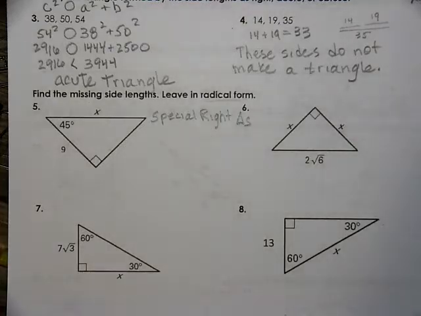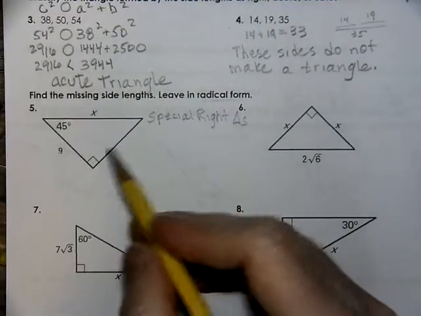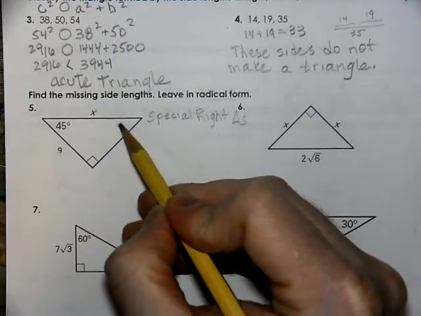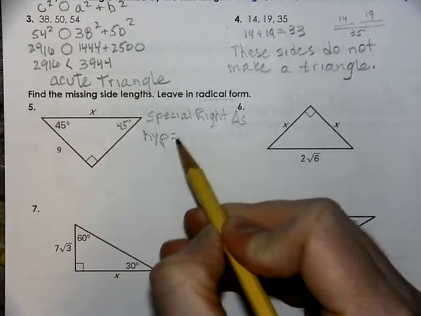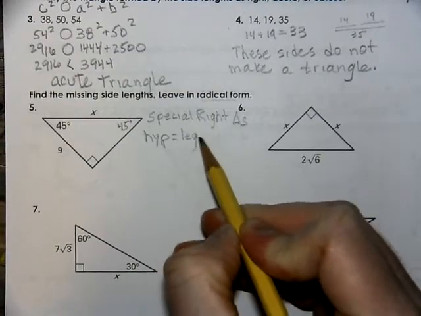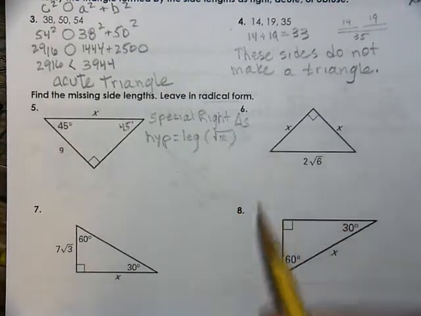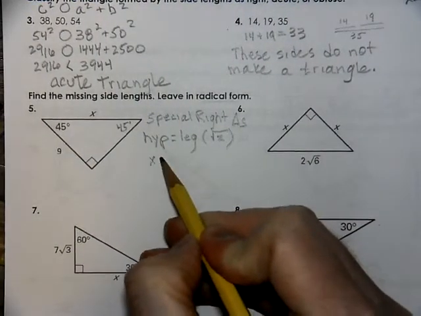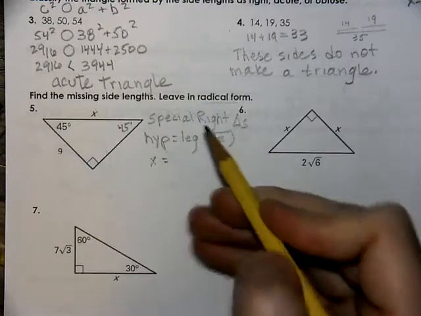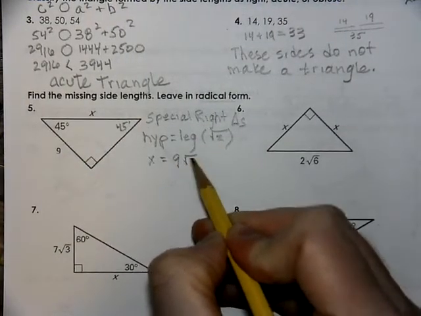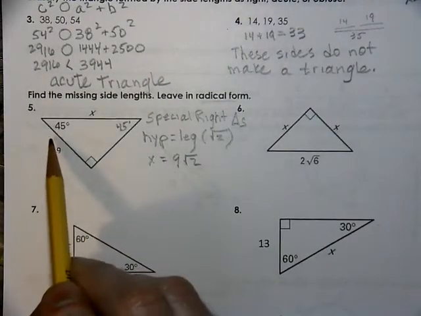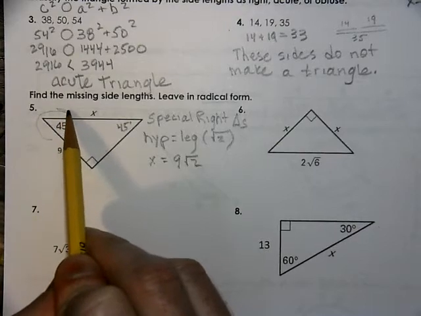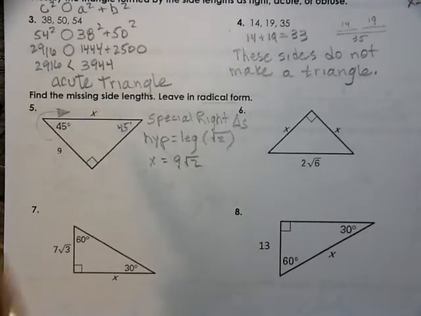The Pythagorean theorem here wouldn't work because we don't have enough information for all three sides. With special right triangles, this is a 45, 45, 90 triangle. So we know that the hypotenuse is going to equal the leg times root 2. Our hypotenuse is x. Our leg is 9, so x is 9 root 2. You always multiply the leg by root 2 to make the hypotenuse.